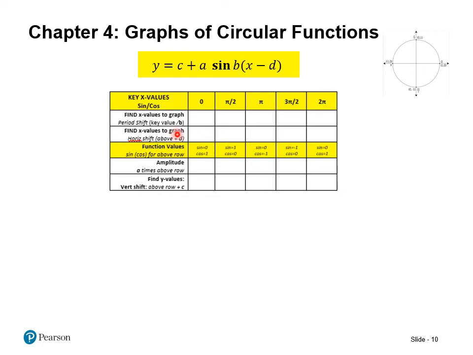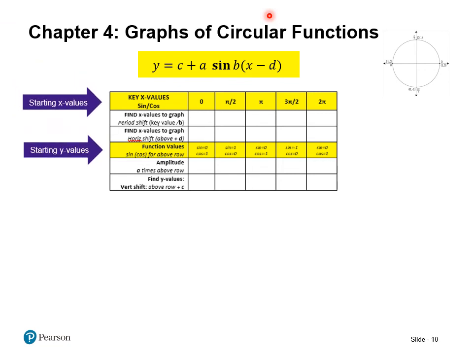Okay? And then we start all over with the y values here. Again, we have given values by function. Sine is 0, 1, 0, negative 1, 0. And then we take the amplitude, or the a factor, and multiply it times these values. And then after we've done that, we change that row by adding in the constant c, which is the vertical shift factor.